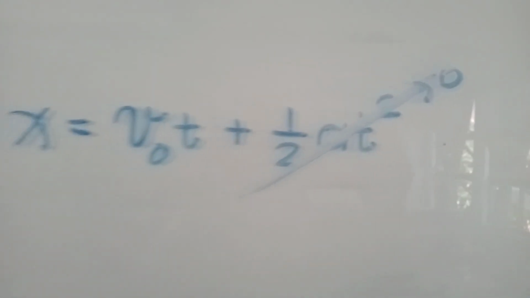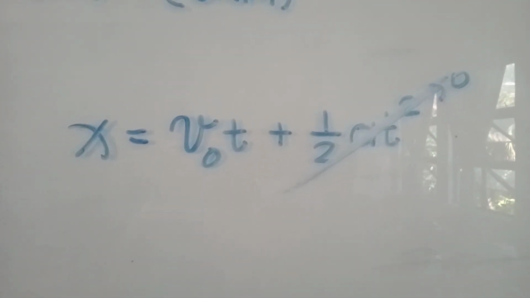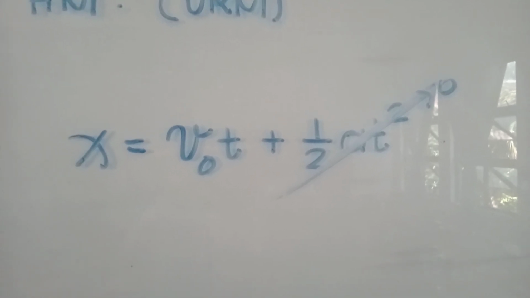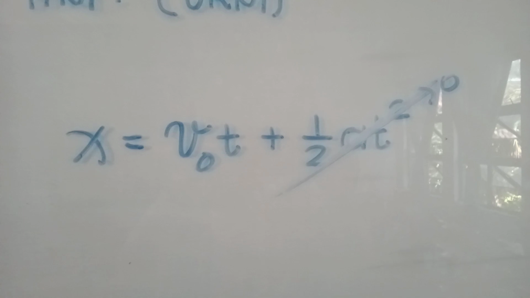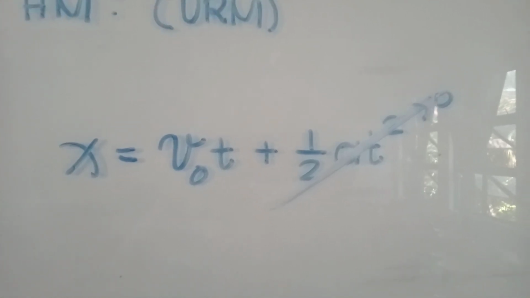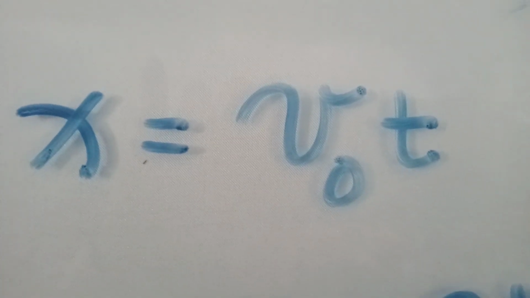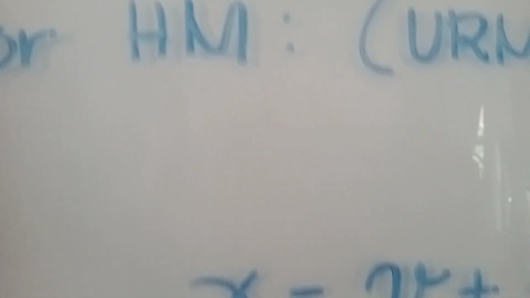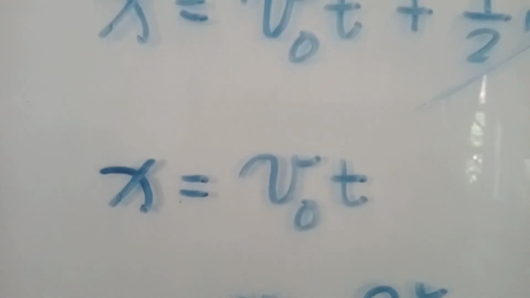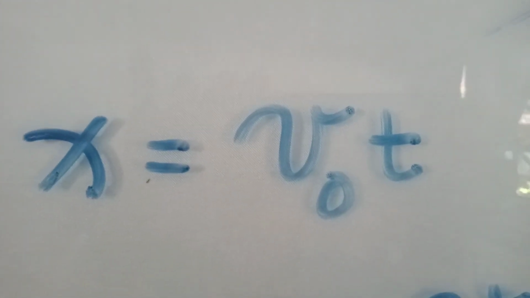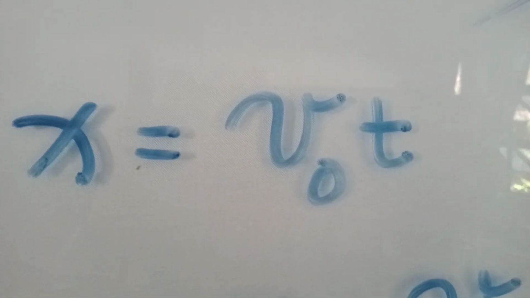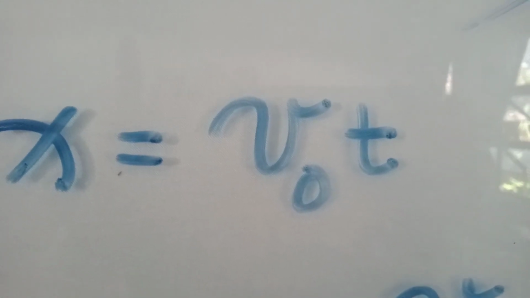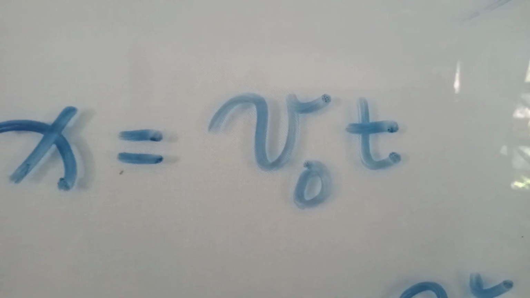And therefore, that will make our equation simply equal to the displacement equal to the product of the initial velocity and the time. Since this is about horizontal motion, the equation becomes horizontal displacement is equal to the initial velocity along the horizontal axis times the time.